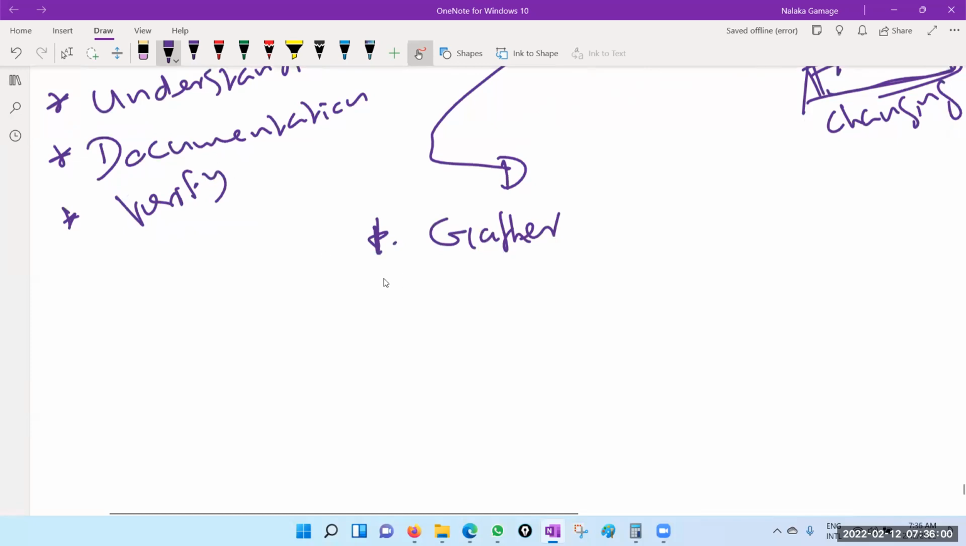So we have to analyze requirements. Now we have gathered, we know, and we have analyzed it. Now we want to do some documentation as well, some verification as well. So therefore we model.